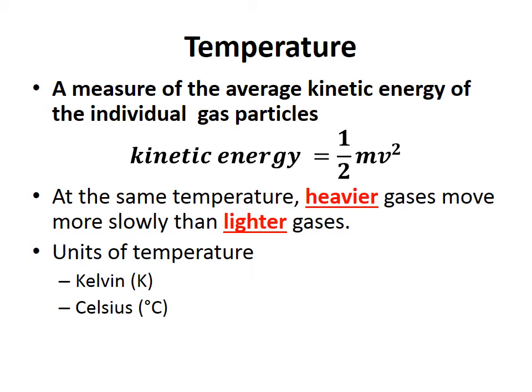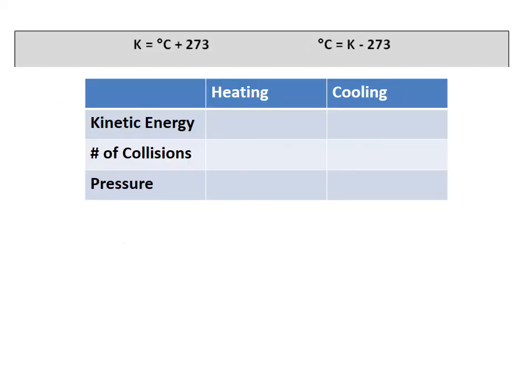Temperature is going to be measured in Kelvin or Celsius. We do not really use Fahrenheit in science, so you're going to see either Kelvin or Celsius. The reason is that it's easier to convert between Kelvin and Celsius than to go from Kelvin to Fahrenheit, or Fahrenheit to Celsius, or Celsius to Fahrenheit. So we see that our Kelvin temperature is equal to the degrees Celsius plus 273, and our temperature in Celsius is equal to the Kelvin temperature minus 273.